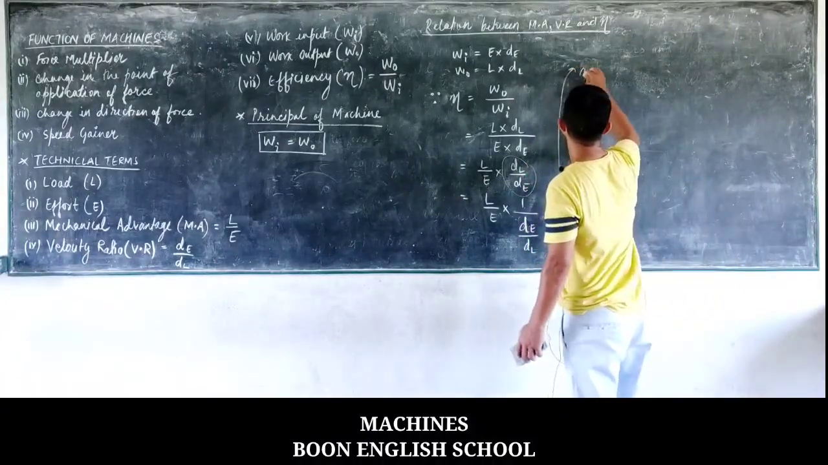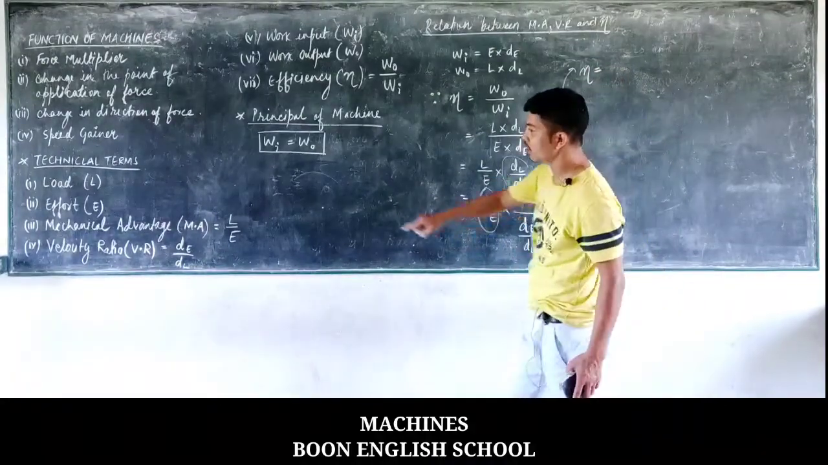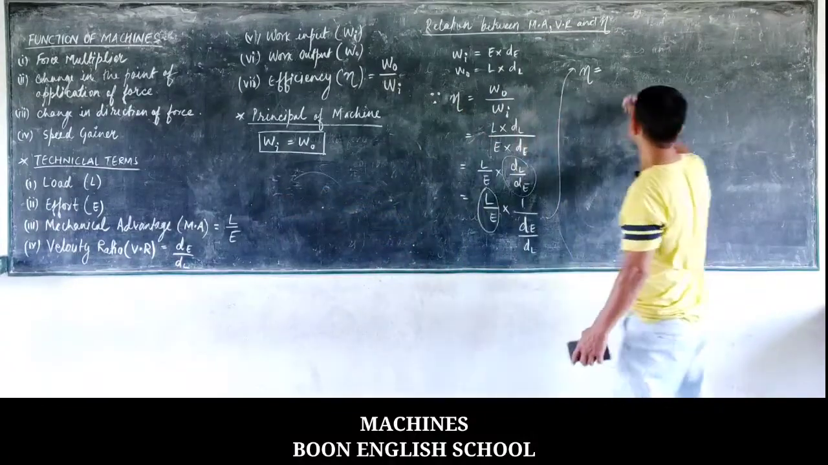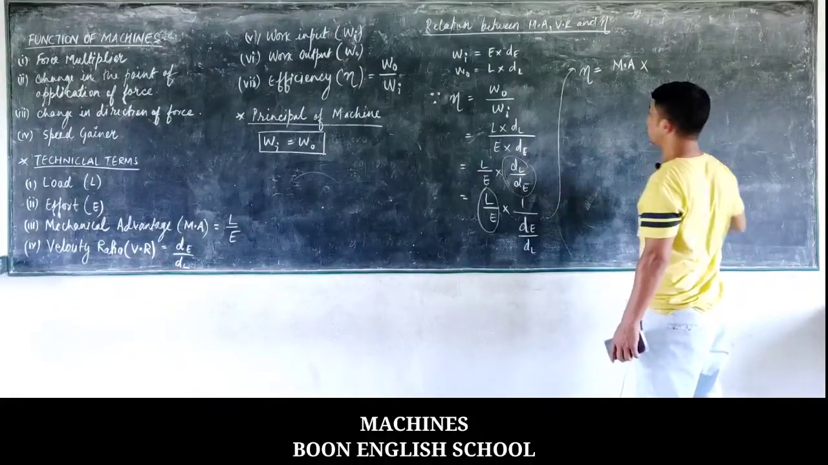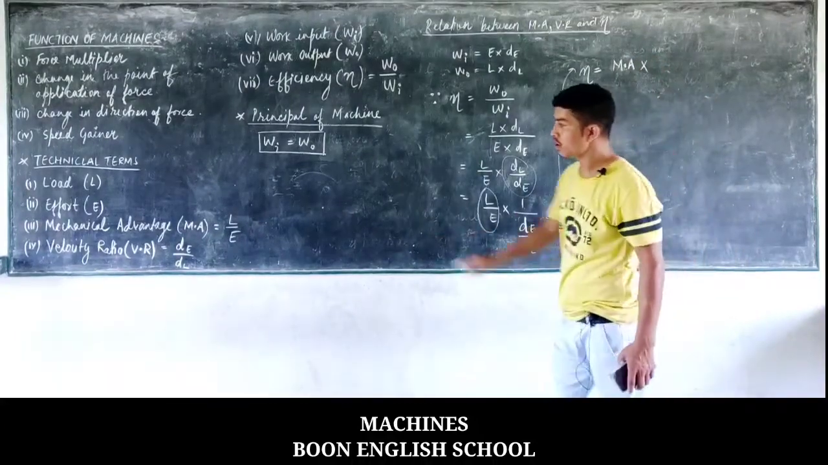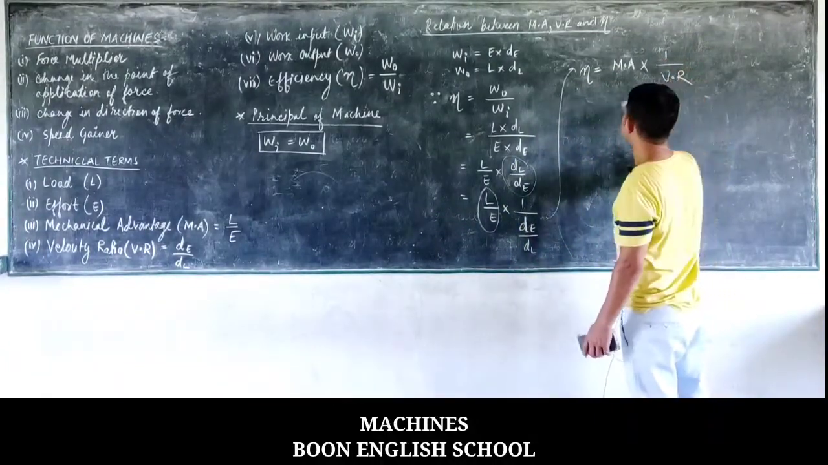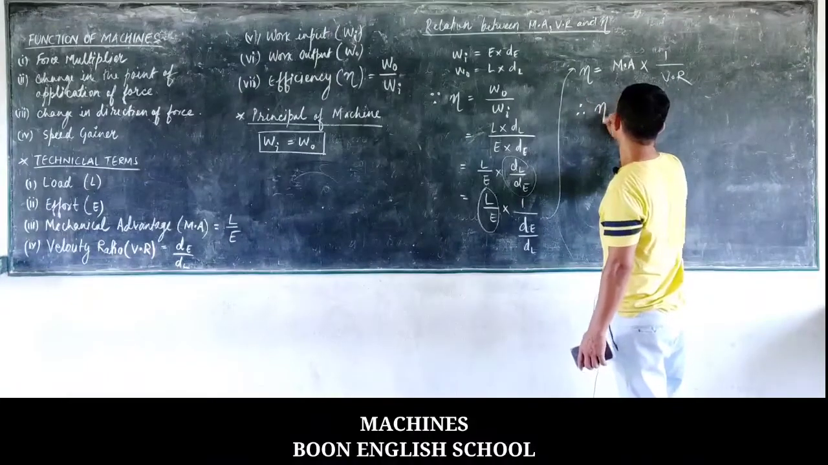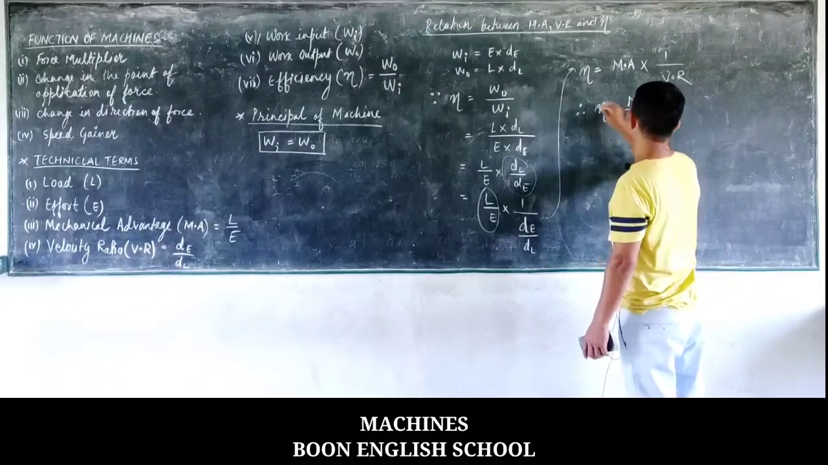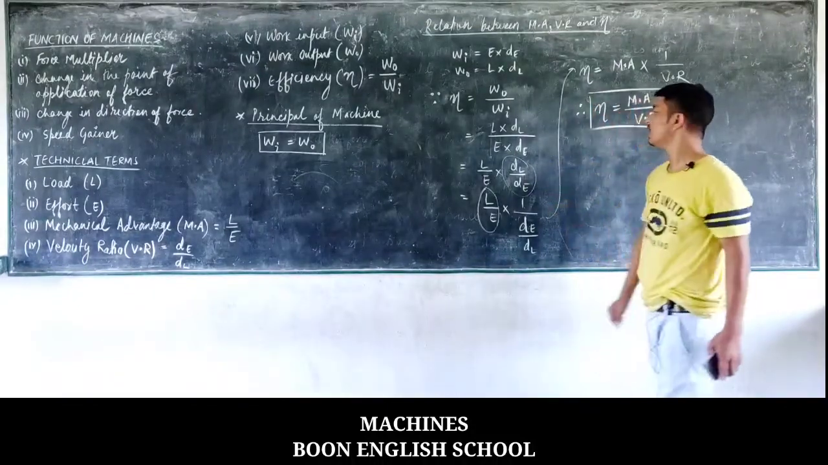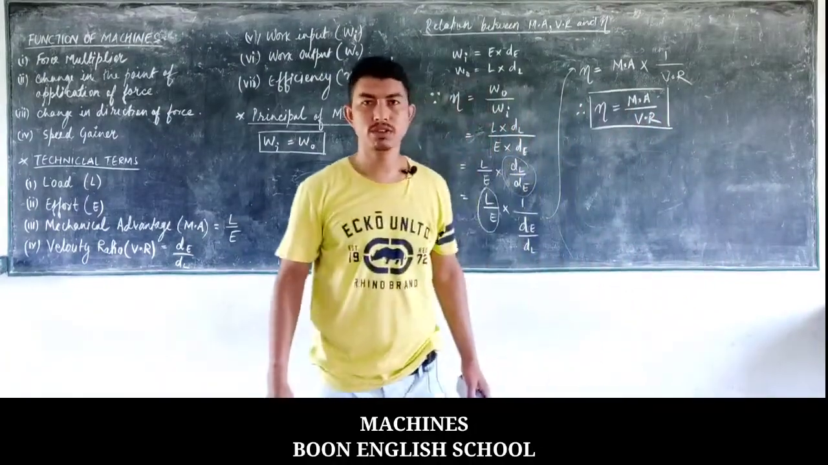Finally I can write efficiency is equal to load by effort, which from the definition of mechanical advantage is MA, into dL by dE, which is 1 divided by the velocity ratio, VR. Therefore I get the relation: efficiency is the ratio of the mechanical advantage divided by the velocity ratio. This is how we can find the relationship between the efficiency, the mechanical advantage and the velocity ratio.